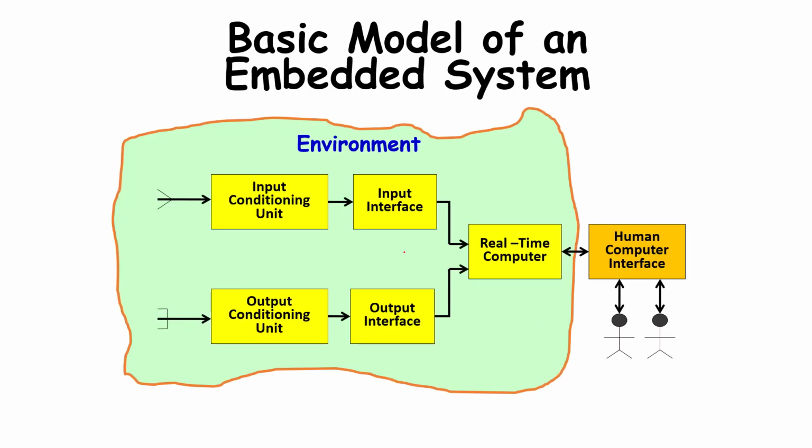So the basic model of an embedded system would be like this: we have an input conditioning unit. So this is basically for getting the event from the environment. From the input interface, we process the event and send it to a real-time computer. The real-time computer may additionally be connected with a human interface, doesn't matter. So it will compute the response of whatever the computer is trying to say and then pass it to the output interface, which is to the actual actuator.